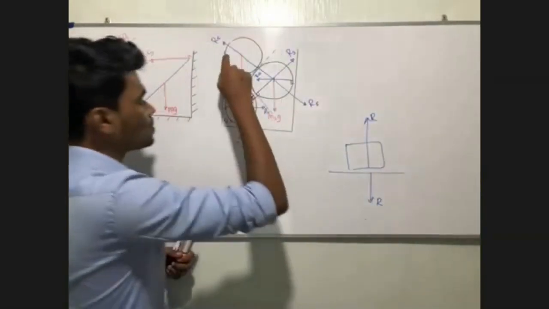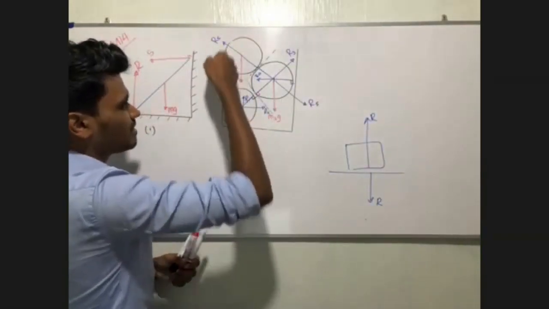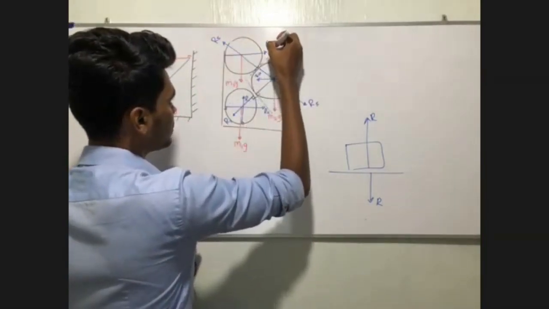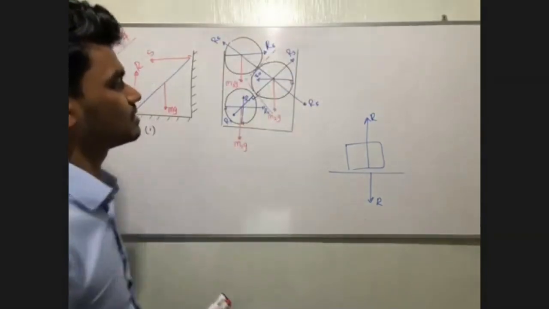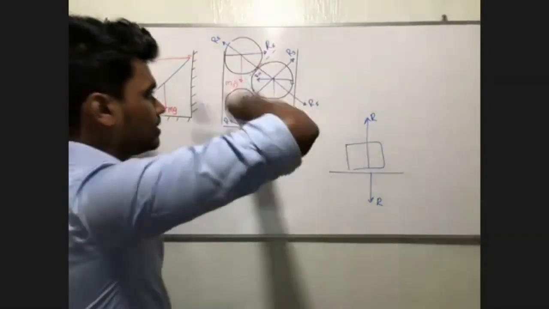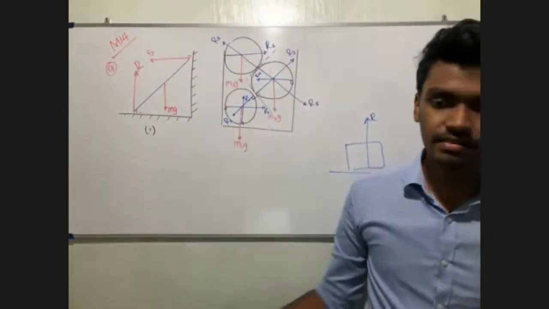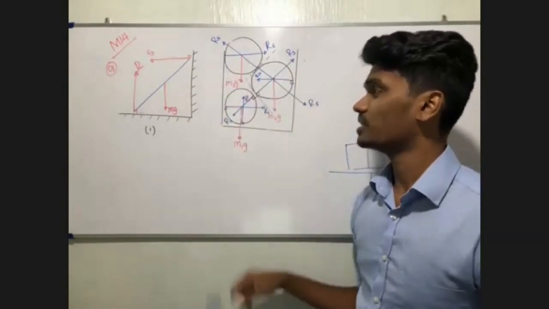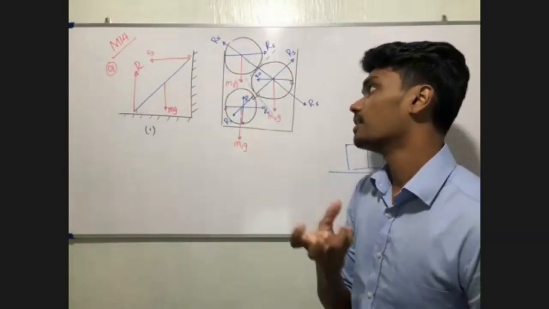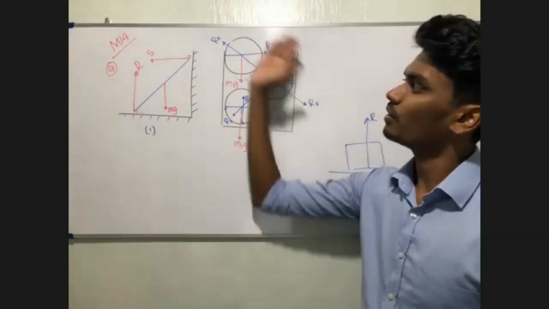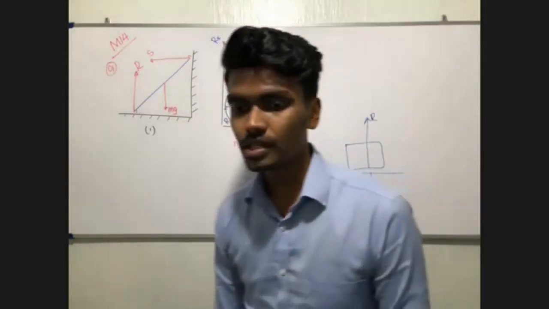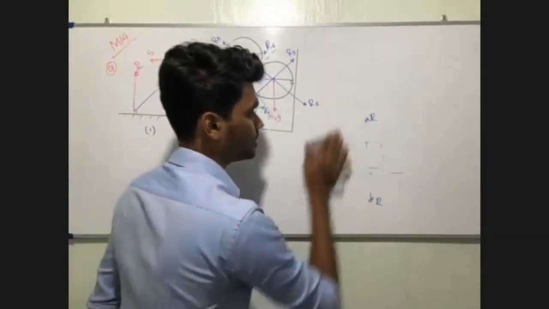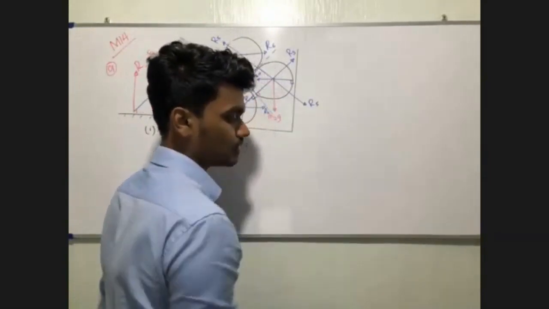And also there is a contact surface. So if there is a contact surface, R6. So this is how you are going to mark all the possible forces, or else the free body diagram of this system. Right? Okay, right.